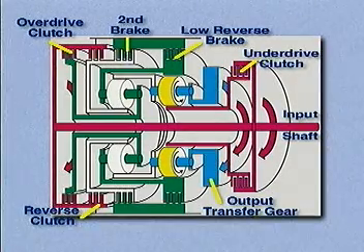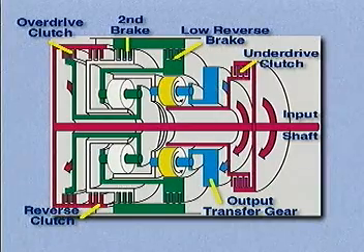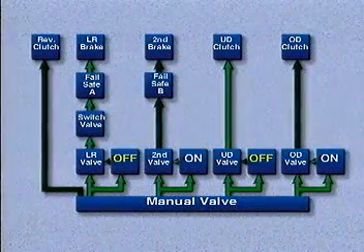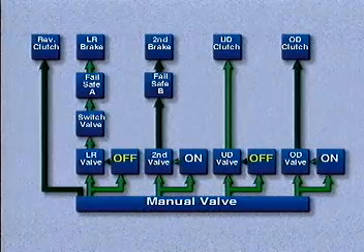The output planetary carrier transmits power through the transfer gear to the output gear and shaft and the differential gear and case. During the shift from neutral to first gear, the underdrive solenoid goes from on to off. All other solenoids remain as shown.